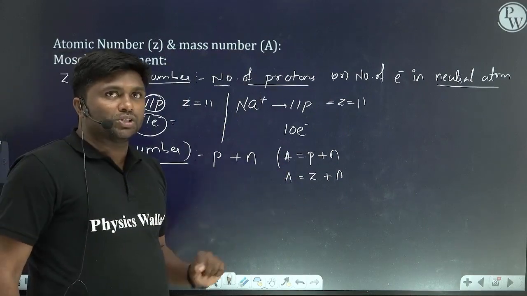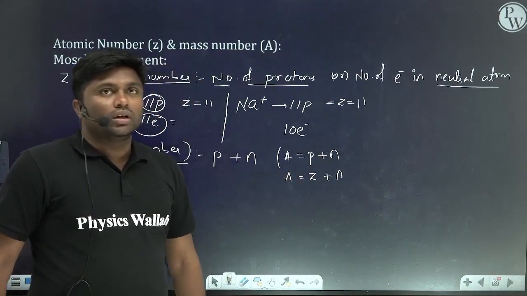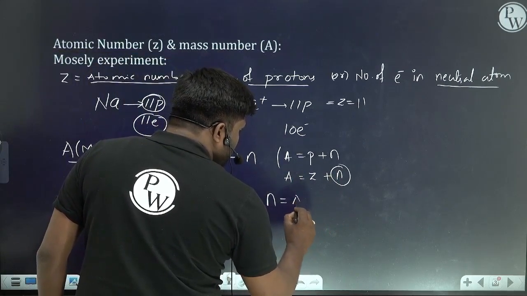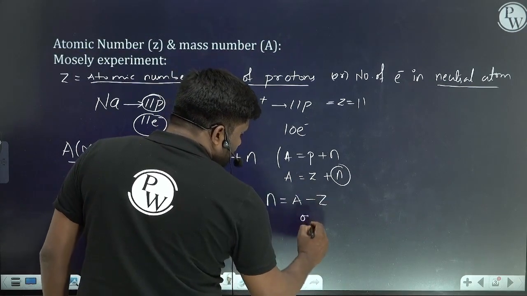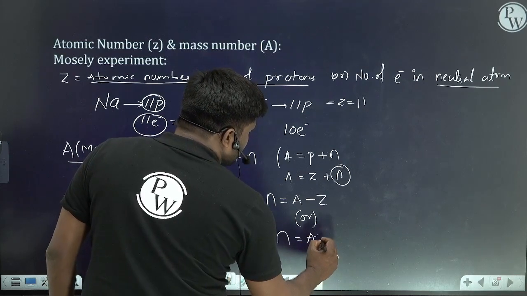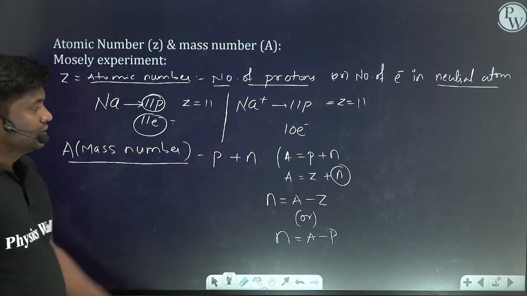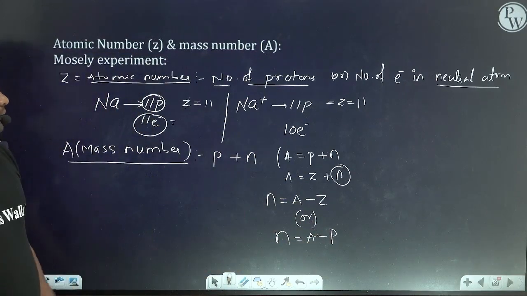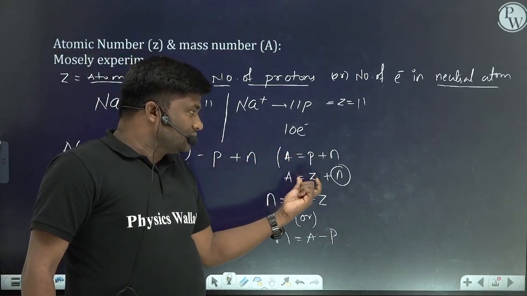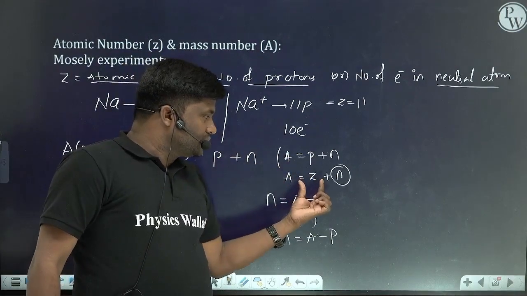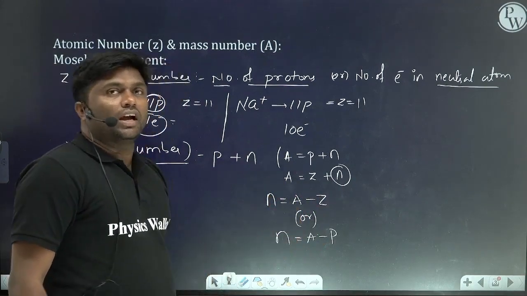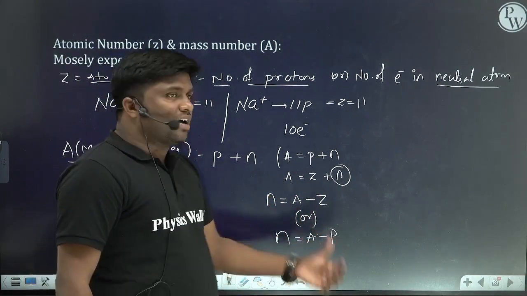In place of P we can also write Z, because the number of protons is equal to the atomic number. If you want to calculate the number of neutrons, it is mass number minus atomic number, or mass number minus number of protons. Both are the same, Z and P are the same. Mass number is protons plus neutrons, A is equal to P plus N. P is the number of protons, which is the atomic number, so A is equal to Z plus N can also be written. To calculate the number of neutrons, it is mass number minus atomic number, or mass number minus number of protons.